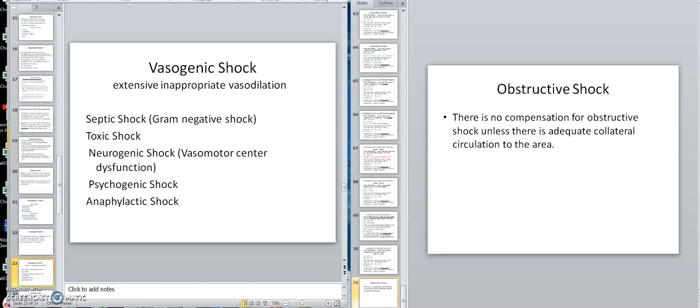Okay, class, we're back to shock. We're now on vasogenic shock. Vasogenic shock is when there's extensive vasodilation. Now you can read through here yourself. I'm just going to paraphrase.